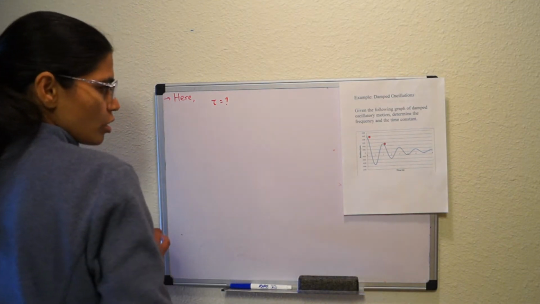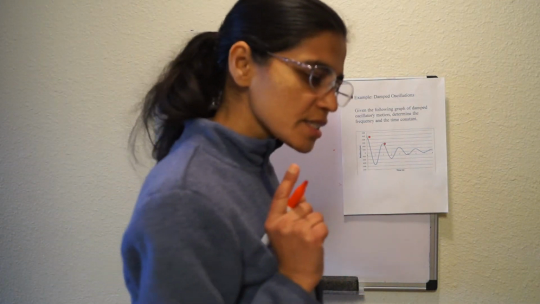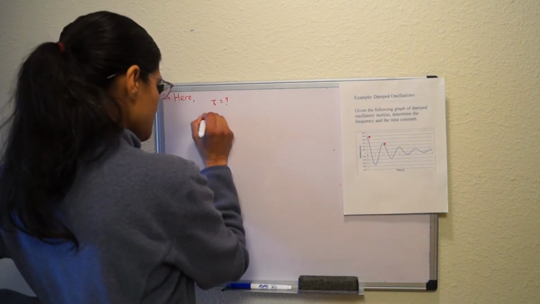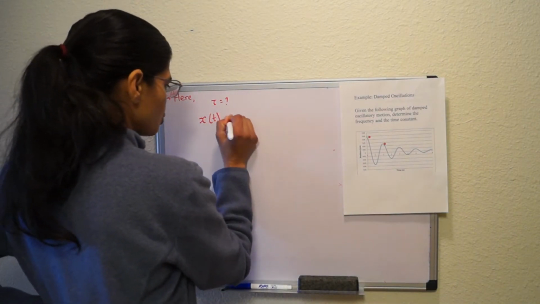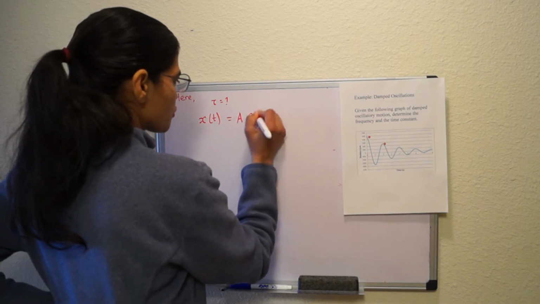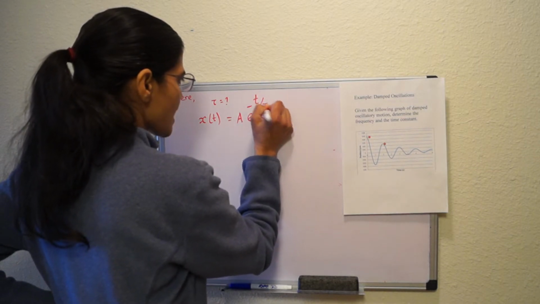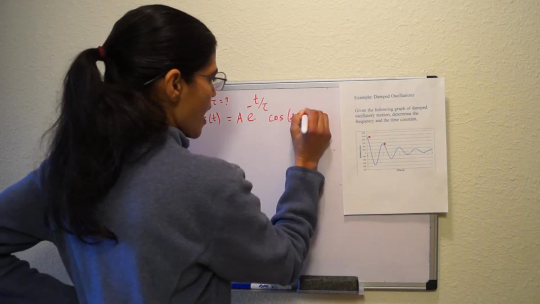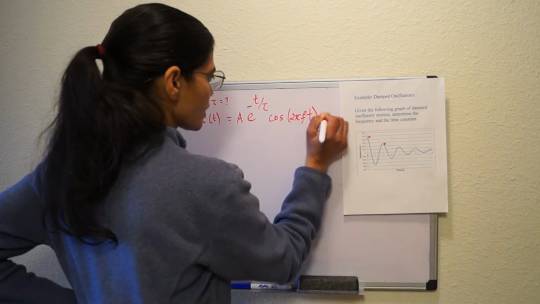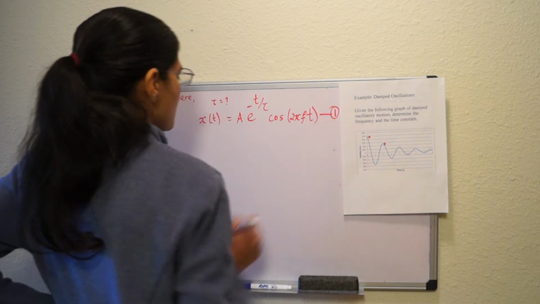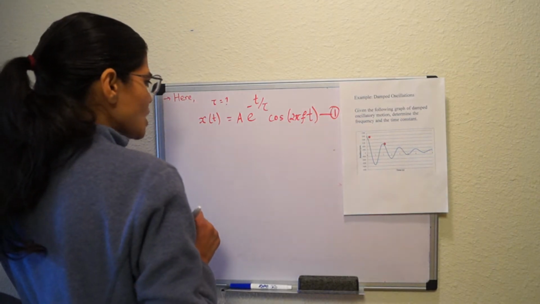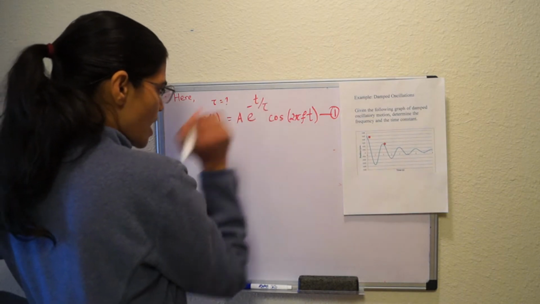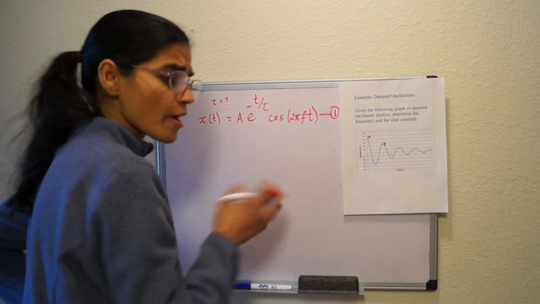So we know we have an equation that contains tau. So let's write our mathematical model: x(t) equal to A e to the power minus t over tau cos 2 pi f t. Let's call this equation 1. Now, that's a lot of things here, and we are supposed to find tau. We don't know a lot of things. How are we going to do this?